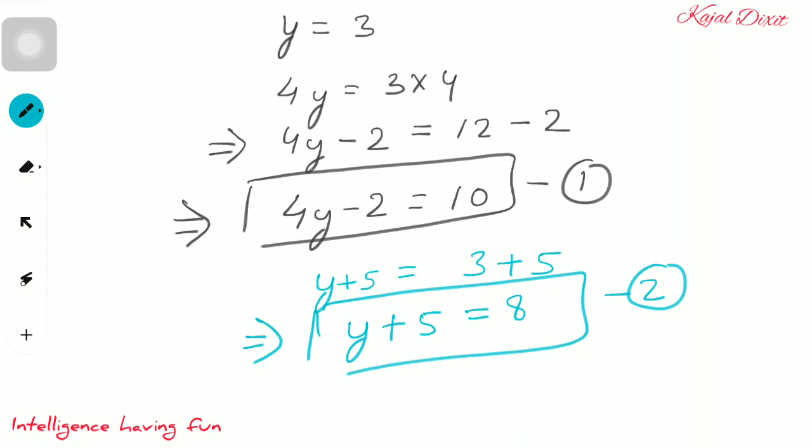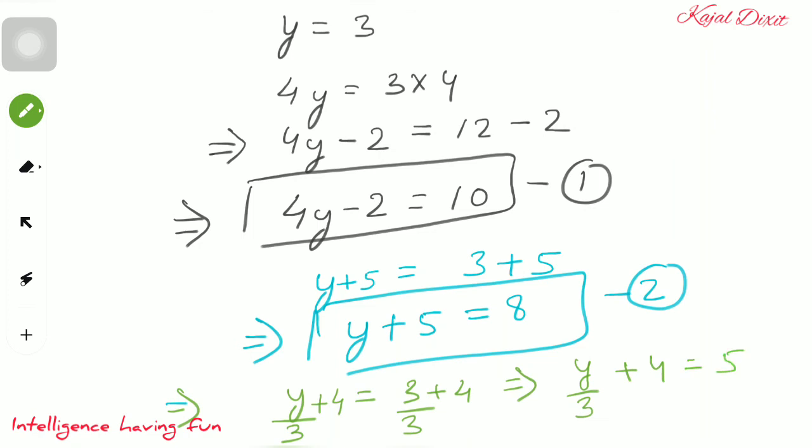Now, if I start with y is equal to 3 again, I divide both sides by 3 and then add 4 on both sides. What will I get? I will get y by 3 plus 4 is equal to 5. On simplifying it, I will get y plus 12 is equal to 15. So from here also I will get the solution of y as 3 only.